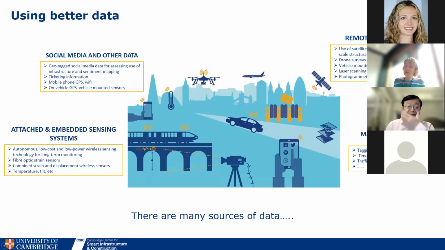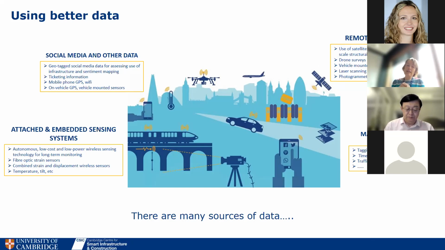We can also use data about processes. So we might use time and motion studies. We might monitor traffic moving through a city. We might monitor our construction processes to look at how efficient they are, for example. And we can also use social media and other kinds of data. And that's really useful for understanding things like the loading on our infrastructure. So how much is infrastructure needed?